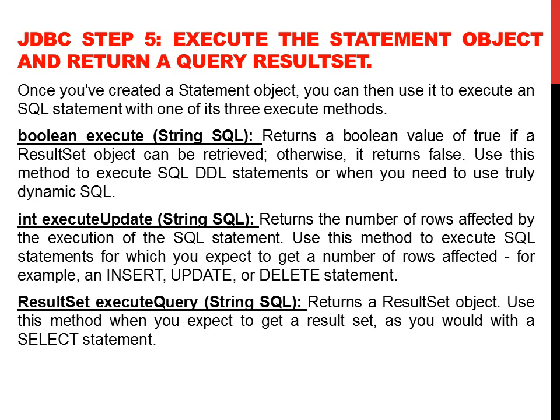If you want to perform insertion or updation or delete on a table, you have to use the executeUpdate method. It returns the number of rows affected by execution of the SQL statement. If you are updating 5 rows, the int value will be 5. If you are updating only a single row, the number of rows affected will be 1. And if you want to select rows from a table, or execute a select statement, you have to use the executeQuery method, and it will return a result set object. So these are the 3 important methods provided by the statement object in order to execute an SQL statement.